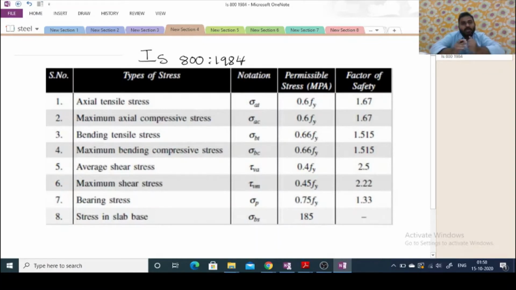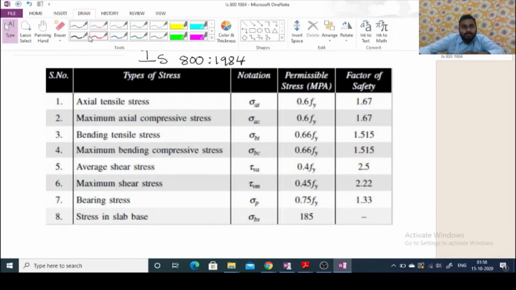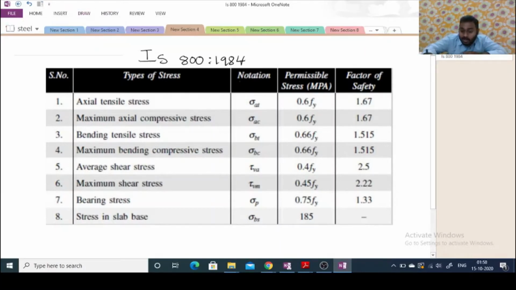Now if you see them one by one, axial tensile stress, that is sigma at, is 0.6 Fy. It means 60% of yield stress. In axial tensile stress, we are going to consider permissible stress as 0.6 Fy, and the unit is MPa, which means megapascal. This MPa is nothing but Newton per mm square. MPa or Newton per mm square, one and the same. Is that clear? And the factor of safety in this case is 1.67. It means if a particular member is subjected to axial tensile stress because of external applied load, then permissible stress is 0.6 Fy and the factor of safety in that case is 1.67.